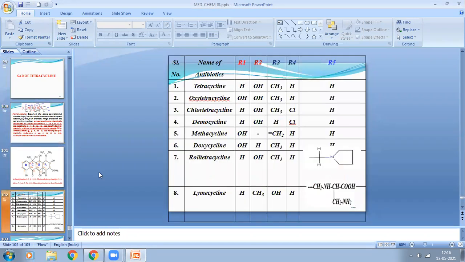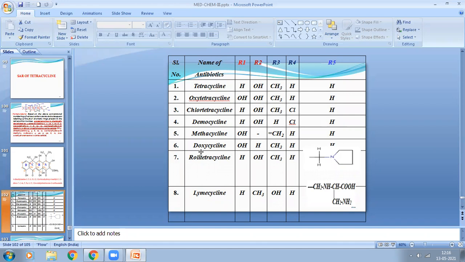Now we are showing this one. See here, this is the name of the antibiotics: R1, R2, R3, R4, R5. So depending upon the introduction of the functional group, various tetracyclines are developed. Now we are going to discuss the SAR of tetracycline depending upon the structure.